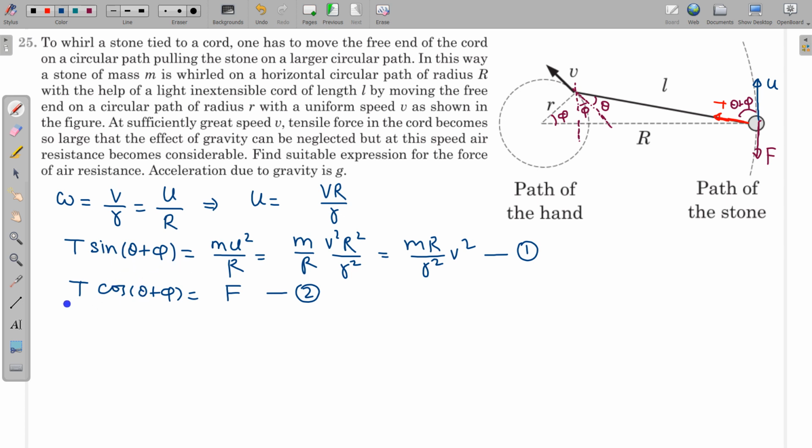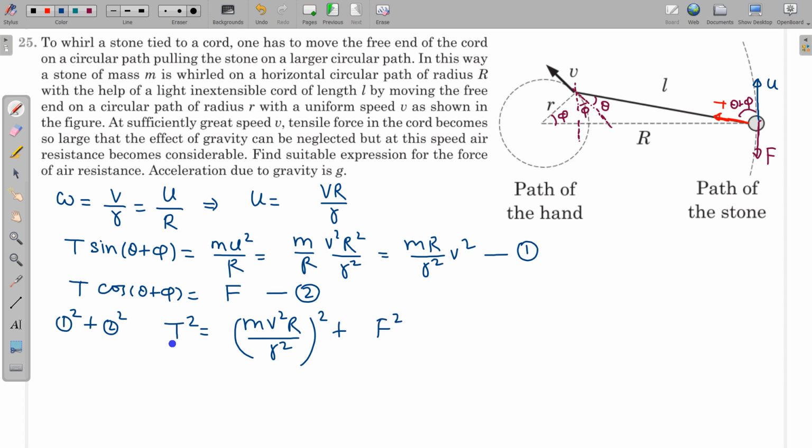So let us remove these two variables by squaring and adding these two equations. If I square and add, T square will be common, and it will be sin square (theta plus phi) plus cos square (theta plus phi), which is equal to 1. So it is T square, and here you will find (m v square r divided by R square) whole square, plus F square. If you find the tension, we can easily get this force F.